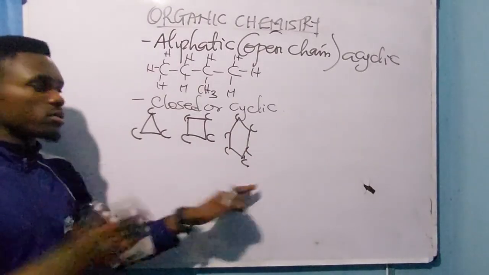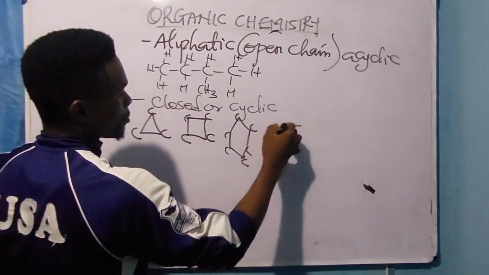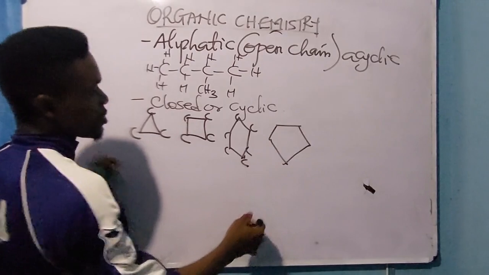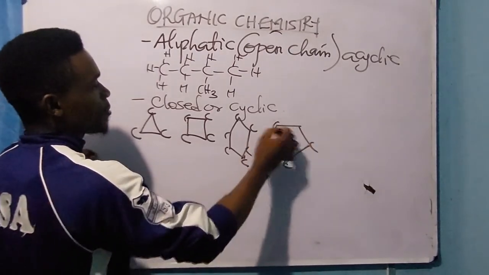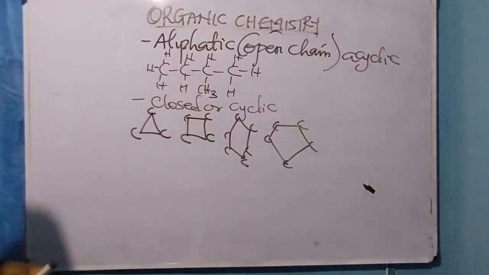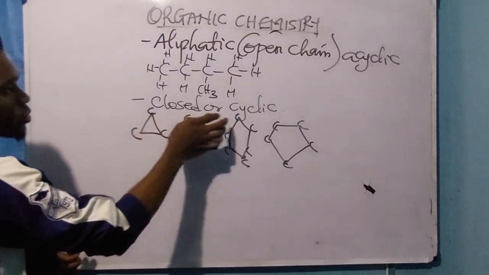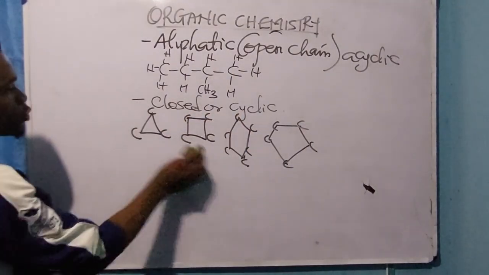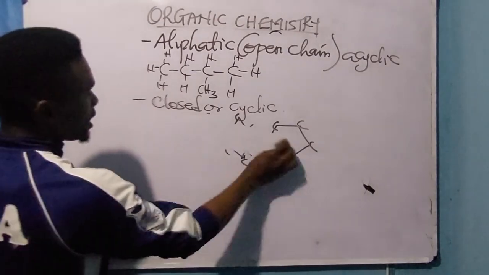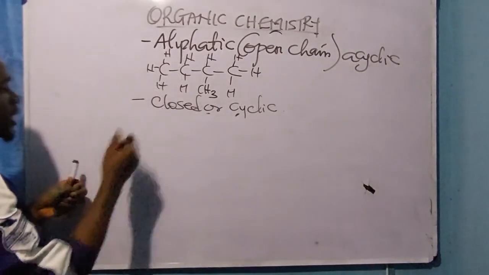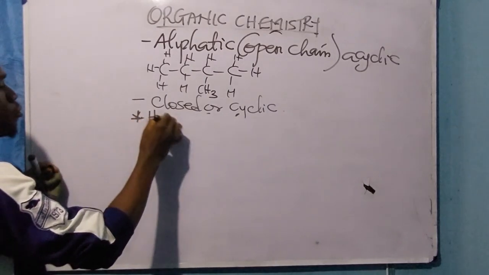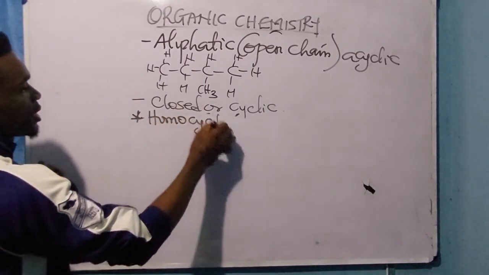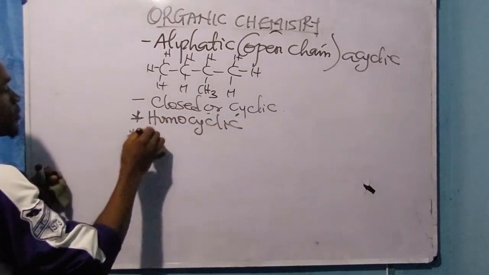Remember, hexane is 6. If I have this, it is cyclopentane, 5 carbon atoms. So please take note of that. These closed or cyclic compounds are now divided into 2, the homocyclic and heterocyclic.